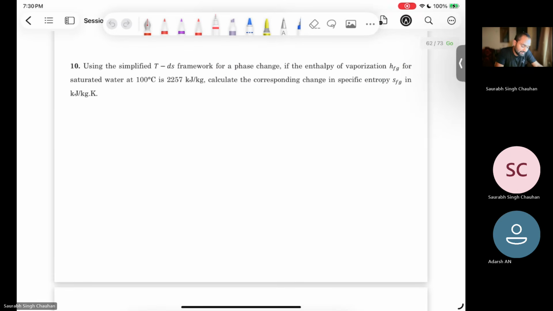Question number 10 is saying that using the simplified TdS framework for a phase change, if the enthalpy of vaporization hfg for saturated water at 100 degrees Celsius is 2257 kilojoule per kg, calculate the corresponding change in the specific entropy in kilojoule per kg Kelvin. Again, the same thing, right? dH is equal to TdS plus VdP, and during the phase change pressure is constant, so dP is 0. So dH is equal to TdS. So dS is equal to dH by T, and you can integrate that.